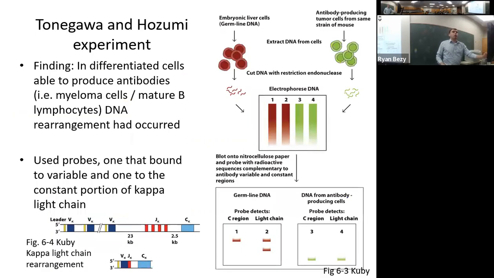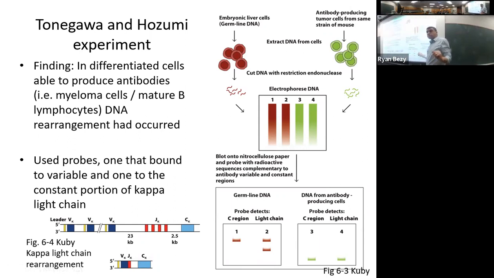Now, what did they find? In differentiated cells, the myeloma cells, the ones that are mature B cells, DNA rearrangement had occurred. For instance, they did a probe on the germline DNA. They did one probe against the constant region and one probe against the light chain, for instance. In the germline or embryonic DNA, the probes were very big. They were very long, is what they had found.